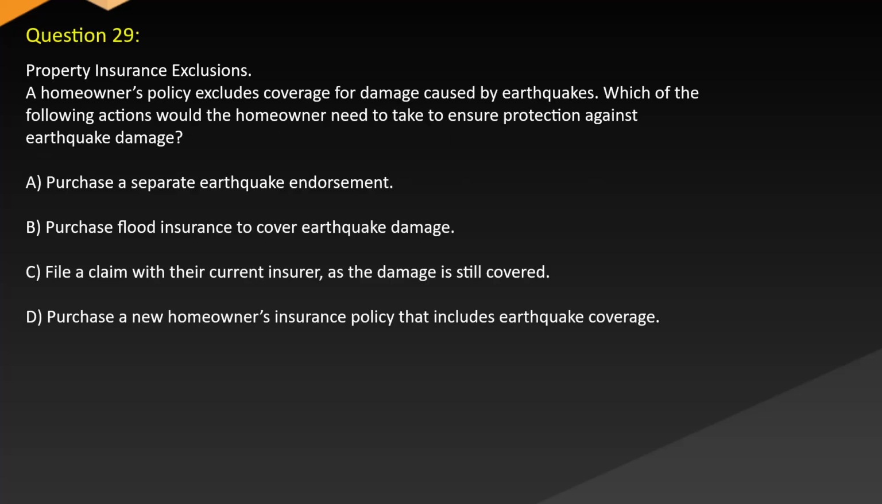Question 29. Property insurance exclusions. A homeowner's policy excludes coverage for damage caused by earthquakes. Which of the following actions would the homeowner need to take to ensure protection against earthquake damage? A. Purchase a separate earthquake endorsement. B. Purchase flood insurance to cover earthquake damage. C. File a claim with their current insurer as the damage is still covered. D. Purchase a new homeowner's insurance policy that includes earthquake coverage.